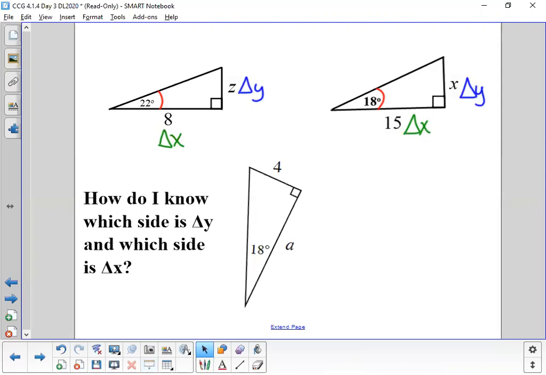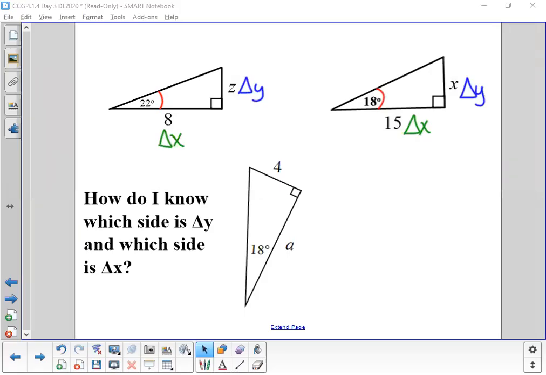I want you guys to take a look at this and think for a minute and see if you can figure out the pattern. How am I going to be able to tell which one is the delta y and which one is the delta x when my triangle is not oriented perfectly to be a sloped triangle? So take a look and see if you can figure out which one is delta y and which one is delta x.